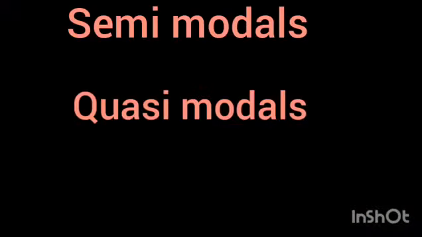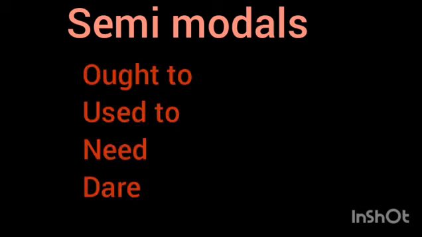Okay, let us move on to semi-modals, that we also call quasi-modals. What are semi-modals or quasi-modals? Ought to, used to, need and dare. These are semi-modals. Ought to and used to are always anomalous, while need and dare can be used as auxiliaries as well as principal verbs, right?